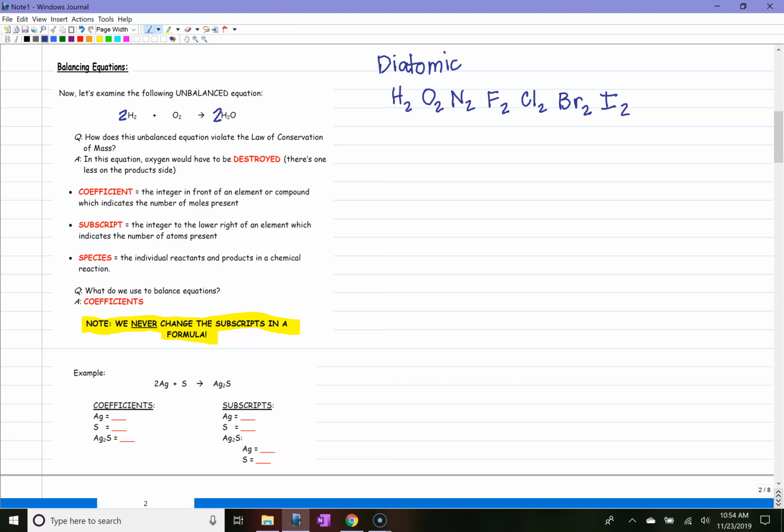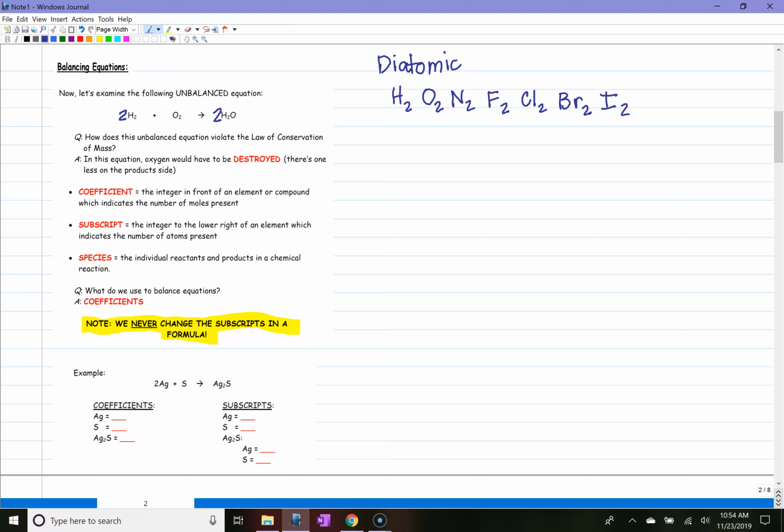So for H2, there's 2 atoms present. And by putting the coefficient of 2, that means we have 2 H2 molecules, or a total of 4 atoms of hydrogen, and 2 atoms of oxygen on the reactant side. If I count up, on the product side, I have 2 molecules of water, which means I have 4 atoms of hydrogen and 2 atoms of oxygen.